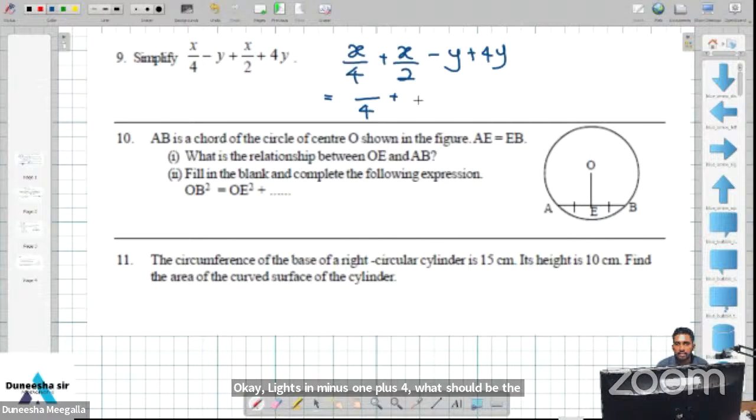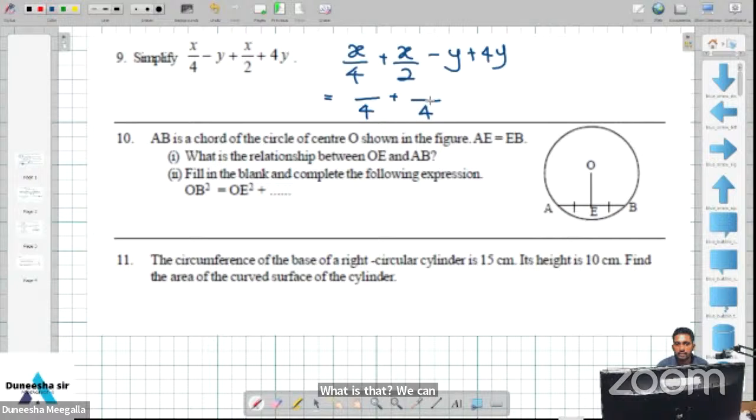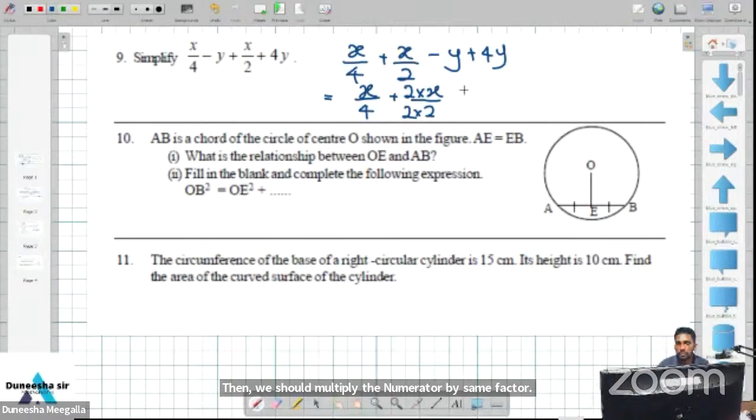To get 4, 2 must be multiplied by 2. Then we should multiply the numerator by the same factor. Since we increased the denominator by multiplying by 2, the numerator should be multiplied by the same value. Then if one is taken from 4y, what is it? It is 3y.